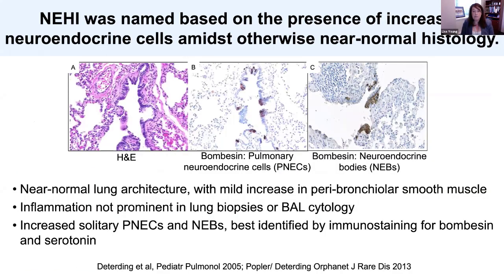This disease got its name based on the presence of increased neuroendocrine cells amidst what's otherwise near normal histology. There's not inflammation in them. Bombesin is the immunostain that best highlights these neuroendocrine cells. We all have them. You're supposed to have them. But in NEHI, there are too many.